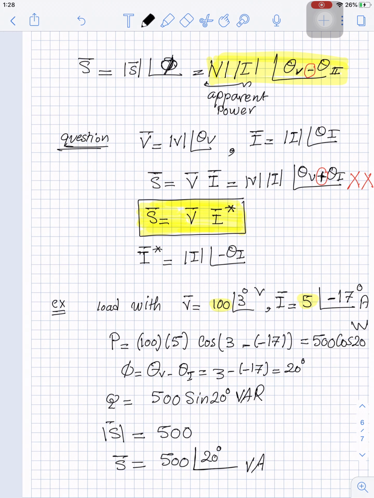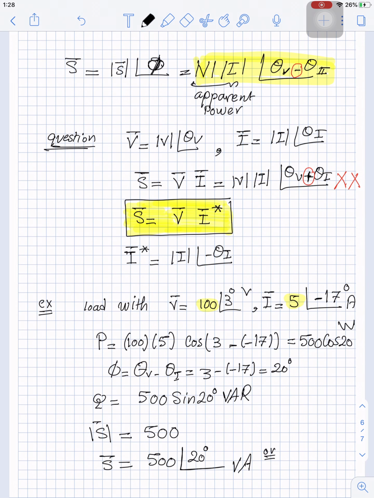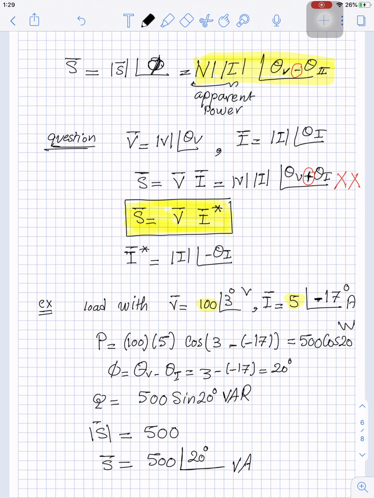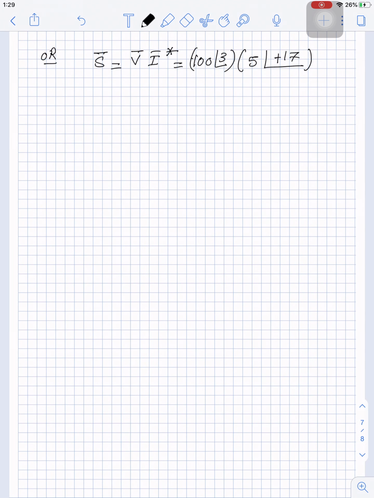Okay? Let's do this on the second page. Or, we can say that S equals V I conjugate, which equals V, 100 angle 3, times I conjugate, 5 angle positive 17. Why positive? Because I has an angle of negative 17, so its conjugate will be positive 17, which will give me S equal to 500 angle 20 degrees, which is the same exact answer.